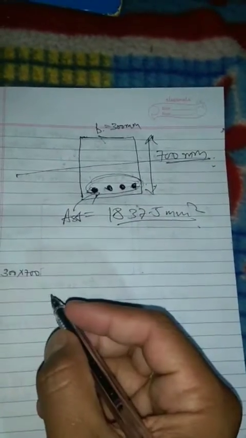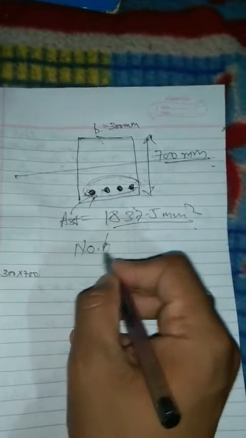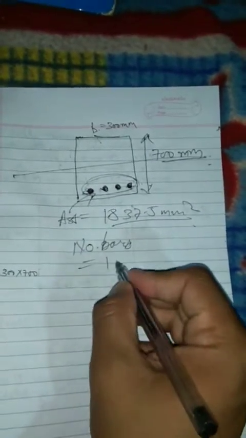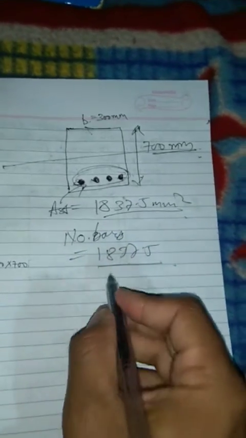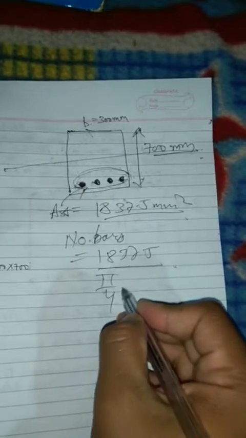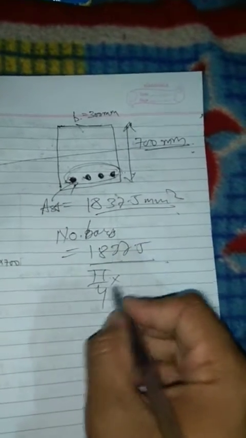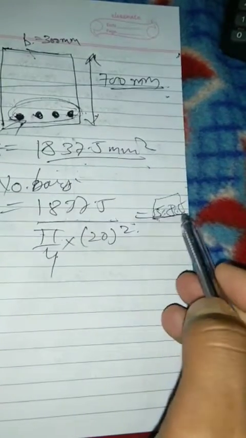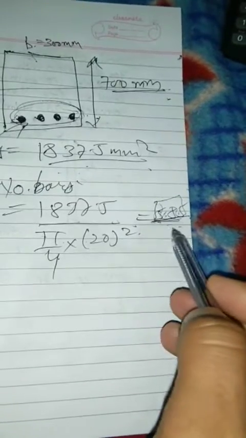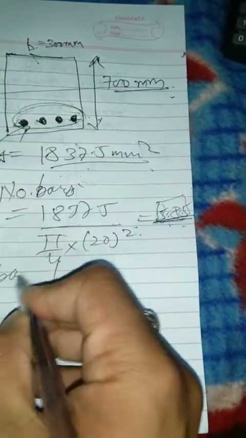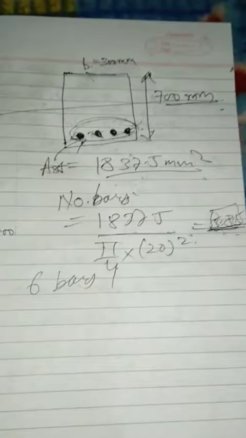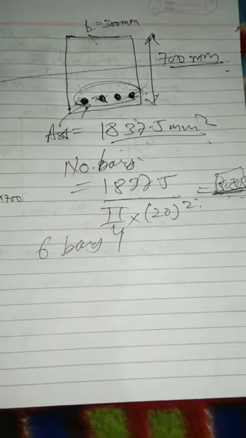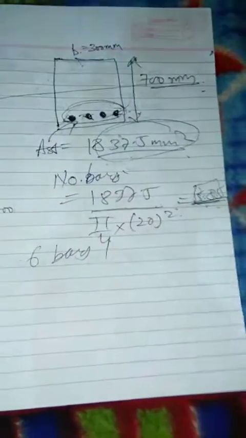You can easily calculate the number of bars also. The number of bars will come out to be 1837.5 divided by the area of a single bar. As we are going to use a 20 mm dia bar, the area is pi by 4 d square, that is 20 square. This gives 5.85, so we'll use 6 bars. You can also calculate the spacing between the bars, but here in this problem we just need to calculate the area of steel, which we have done.